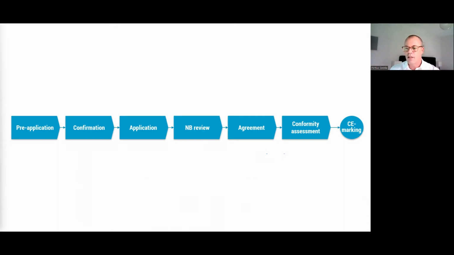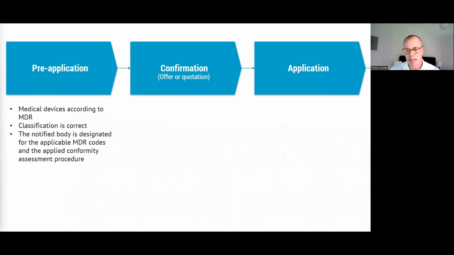So let's start with the so-called pre-application. At this stage, the notified body must verify preliminarily that the medical devices from the manufacturer that is applying, covered in this pre-application, actually are medical devices according to MDR, and that the classification is correct, and that the conformity assessment procedure chosen is applicable and included in the notified body's scope. Then the next step would normally be a confirmation from the notified body back to the applying manufacturer that they can proceed with the formal application, and potentially some kind of estimate on the cost for the upcoming project.